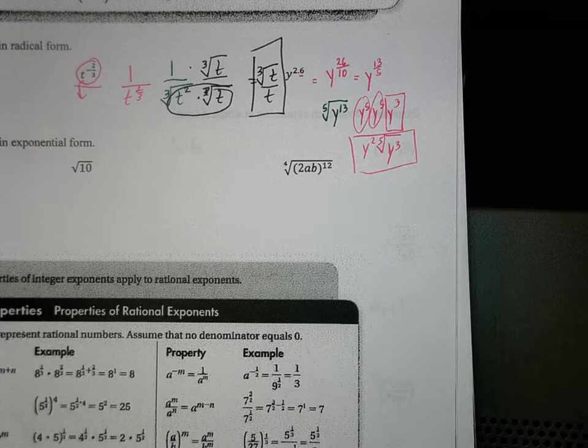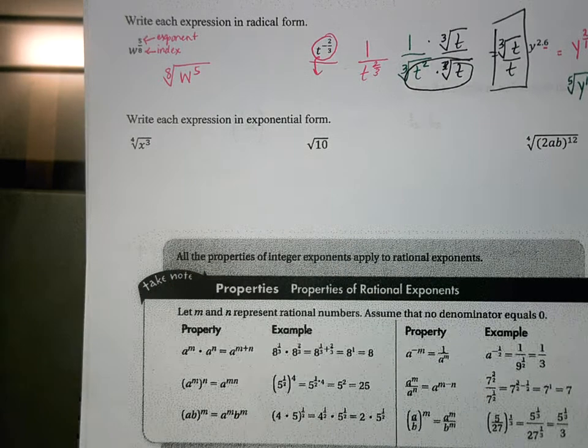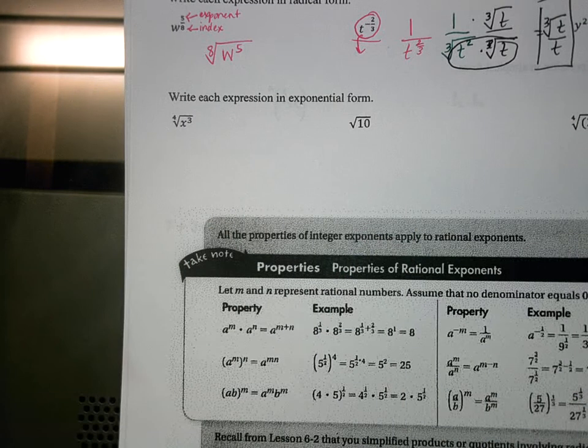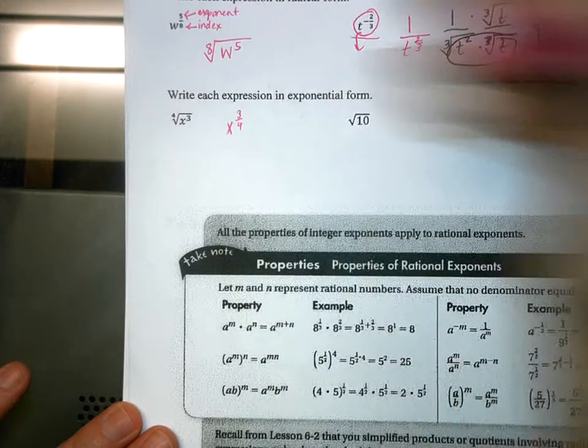Any questions before moving on? Okay, this next part is where we're going to change them from radical form into exponential form. And so how would I rewrite the 4th root of x cubed into exponential form? Perfect. X to the 3/4 is correct.